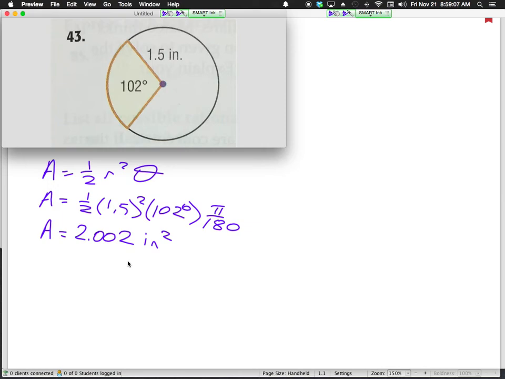Which problem? You didn't get it on your calculator? Yeah, I probably put it in wrong though. Let me see it. You put in 105 instead of 102. Okay, next one. Wow, that's a lot easier.